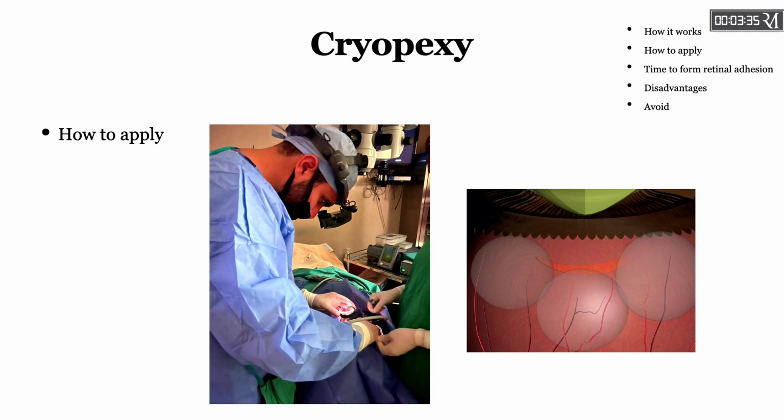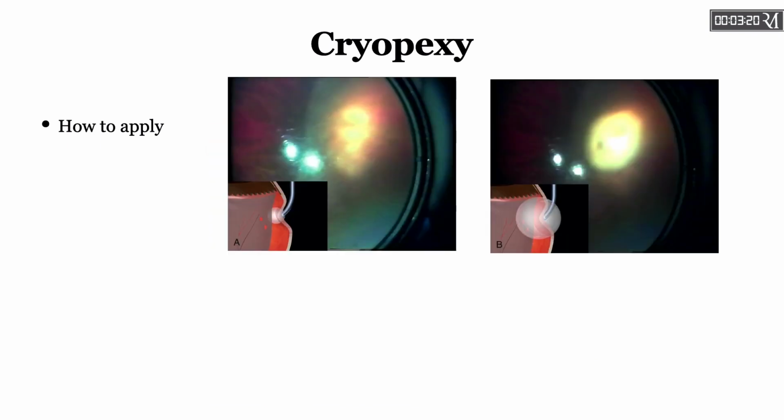And our aim is to do a confluent cryo application at the edges of the tear and to try to avoid the bed of the tear as much as we can, which will minimize the dispersion of viable pigment epithelial cells, which will cause postoperative epiretinal membrane formation and PVR.